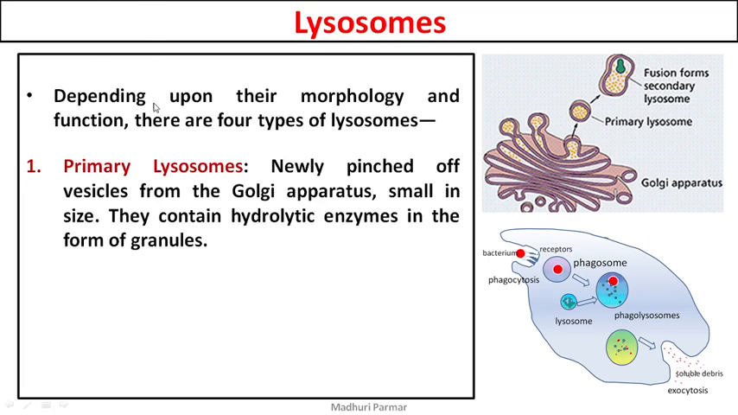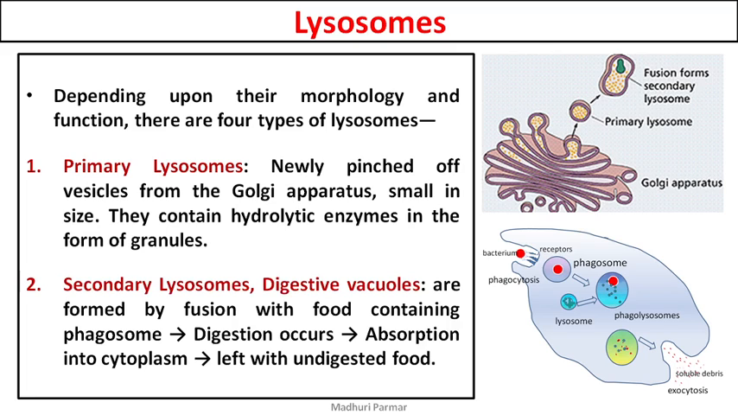So you have primary lysosomes. Primary means the first. The first type of lysosomes, or primary lysosomes, are the newly pinched off vesicles from the Golgi apparatus. If this is your Golgi apparatus or Golgi complex, when the new vesicles pinch off, this first vesicle coming directly from the Golgi apparatus is called a primary lysosome. It has hydrolytic enzymes present in the form of granules. Simple. Primary lysosome coming directly from your Golgi apparatus. It is all new, hence primary.